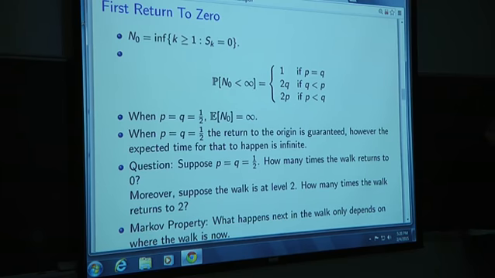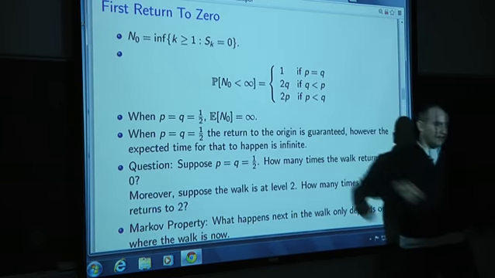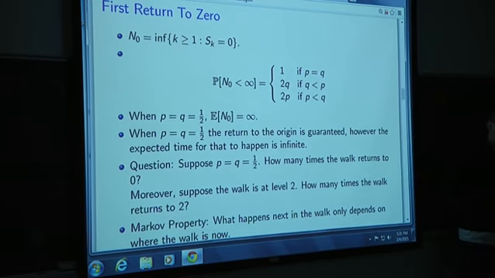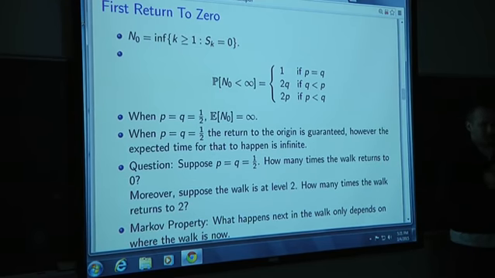Infinite number of times, because once it returns to 0, I can forget everything that happened, and I start as if my walk started again. Then I'll hit 0 again in a finite time. And then I hit 0 again. So the number of times that I cross 0 is infinity when I look at the whole path of my random walk.